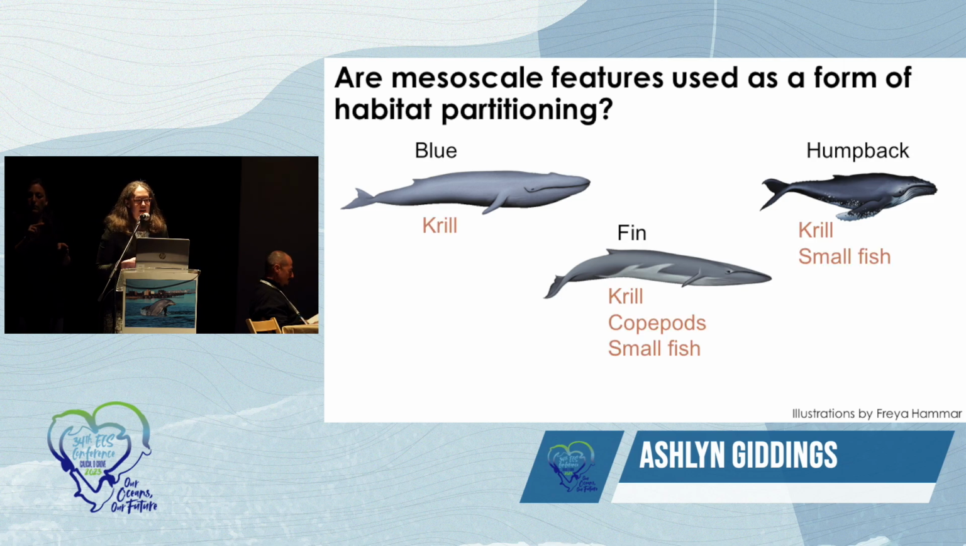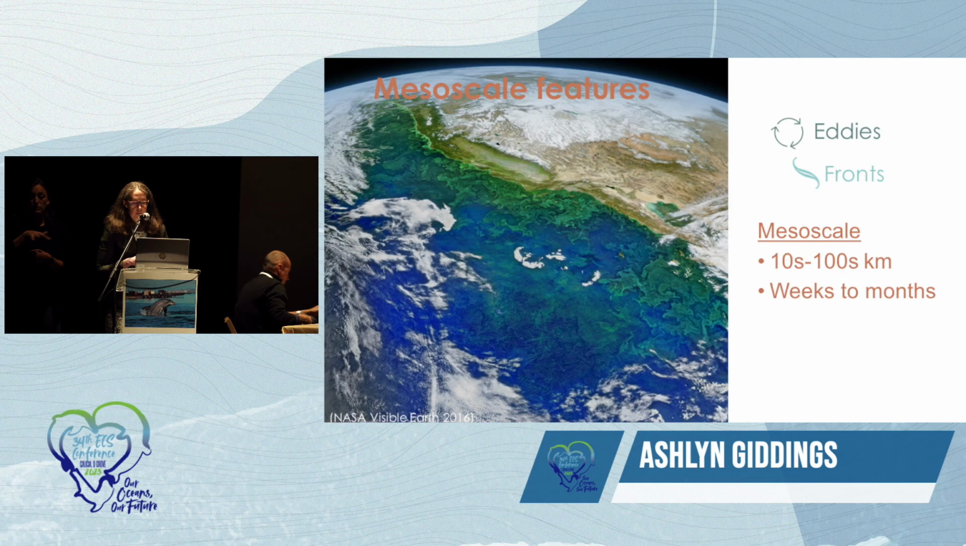In the Southern California Bight, where I did my research, we have 3 species of closely related baleen whales, which all rely at least in part upon krill. Blue whales, which of course are obligate krill foragers, fin whales, and humpback whales, which are more generalist. And one of the questions I hope to address with this study was, could mesoscale features be a part of their habitat partitioning strategy? So what do I mean by mesoscale features?